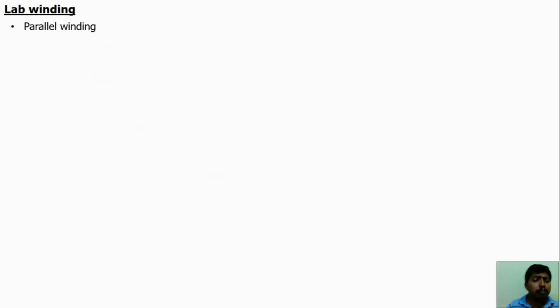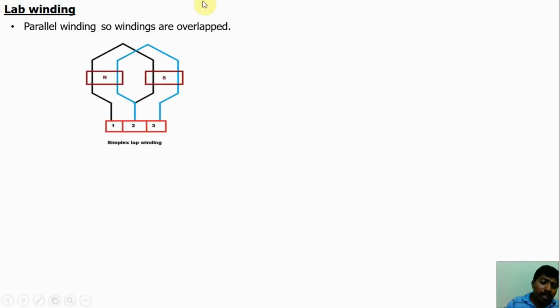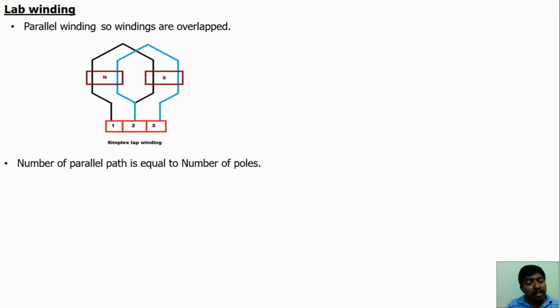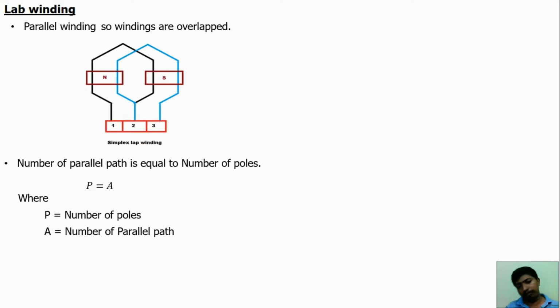Lap winding is a parallel winding. So the windings are overlapped. This is a diagram here. These are parallel one by one. So the windings are parallel. So number of parallel paths is equal to number of poles. So P is equal to A, where P is equal to number of poles, A is equal to parallel paths.